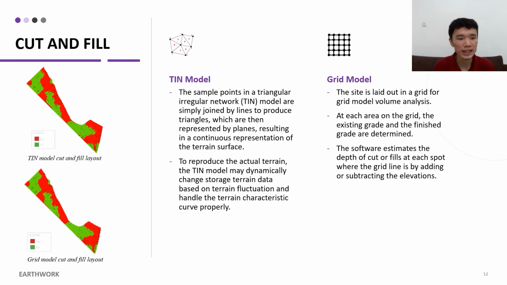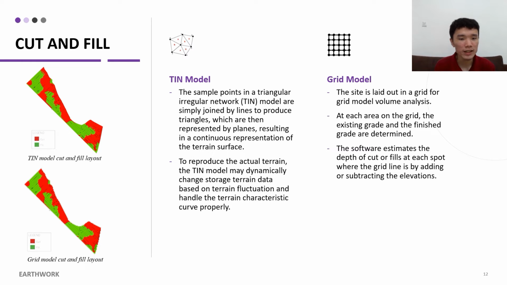and faces as their basic units, which are then represented by planes, resulting in a continuous representation of the terrain surface. In order to reproduce the real terrain, the TIN model can dynamically change the stored terrain data according to terrain fluctuations and perform appropriate processing on the terrain characteristic curves.